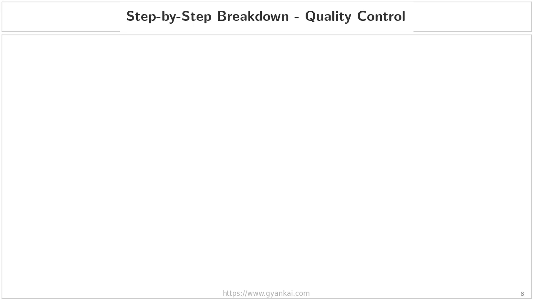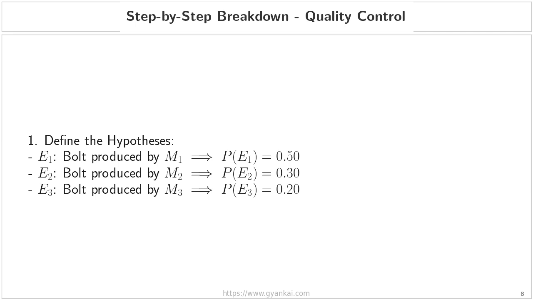Step-by-step breakdown: quality control. First, we need to define our hypotheses, which in this case is the partition of all possible causes. We have 3 machines, so we have 3 events. Let E1 be the event that the bolt was produced by Machine 1 with a probability of 0.50. Let E2 be the event it came from machine 2 with a probability of 0.30. And finally, let E3 be the event it came from machine 3 with a probability of 0.20.